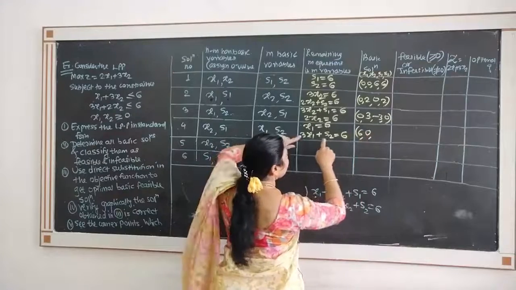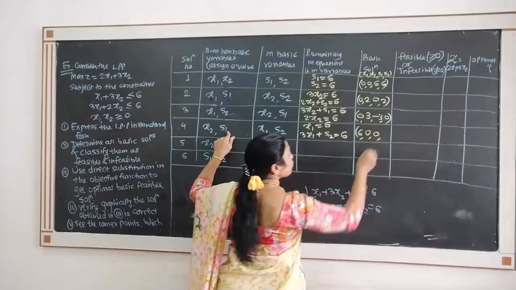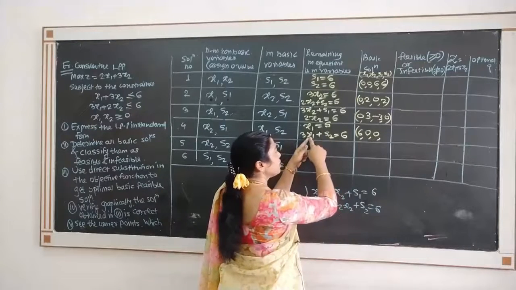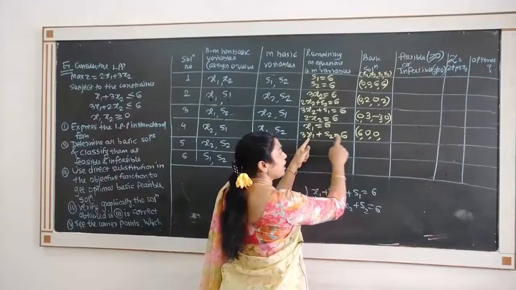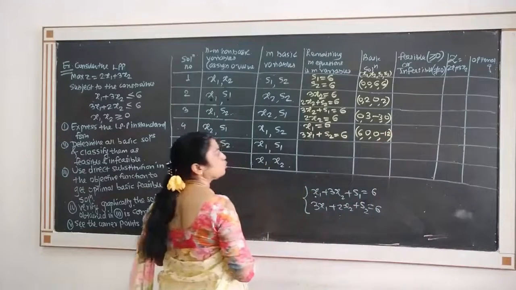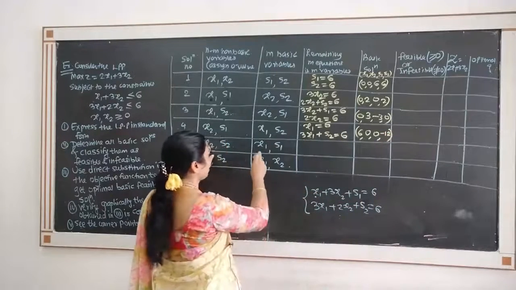We are getting x2 and s1 to be 0. Now see the value of s2. To obtain the value we are putting 6. We get 6, 18, and 6 minus 18, that is minus 12. So we are getting the solution like this. Now see the next one.